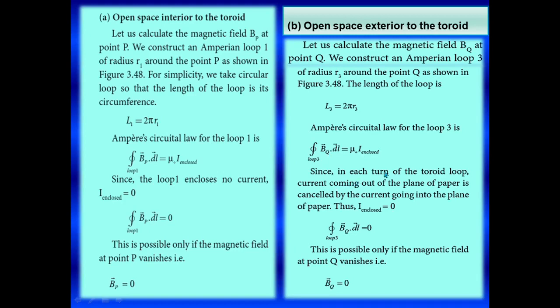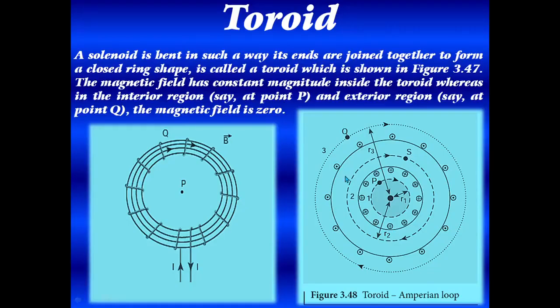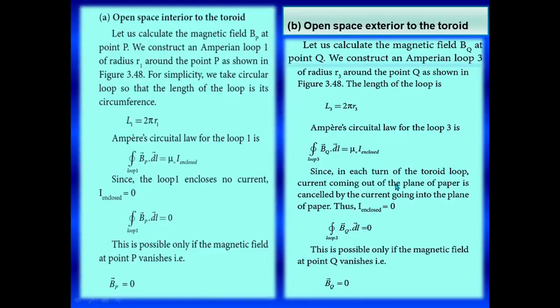Since in each turn of the toroid loop, the current coming out of the plane of the paper is cancelled by the current going into the plane of the paper, I enclosed is equal to 0. That means the line integral over loop 3 of BQ vector dot dl vector is equal to 0. This is possible only if the magnetic field at point Q vanishes. That is, BQ vector is equal to 0.